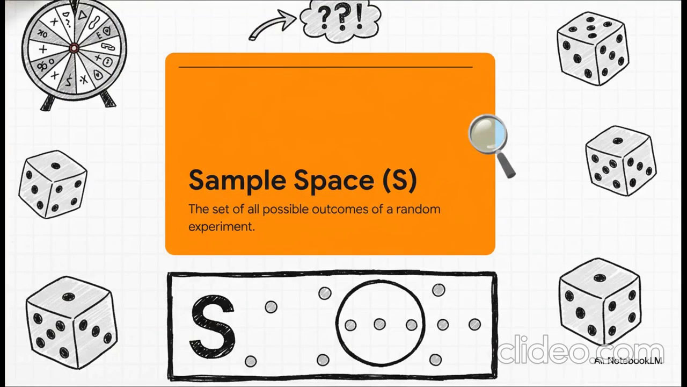Okay. First things first, we have to define our universe. In probability, we call this the sample space, or just S. It's nothing fancy, it's just a complete list of every single possible thing that could happen. So for a six-sided die, the sample space is just the numbers 1, 2, 3, 4, 5, and 6. In our Venn diagram, this is the big box that everything else lives inside.